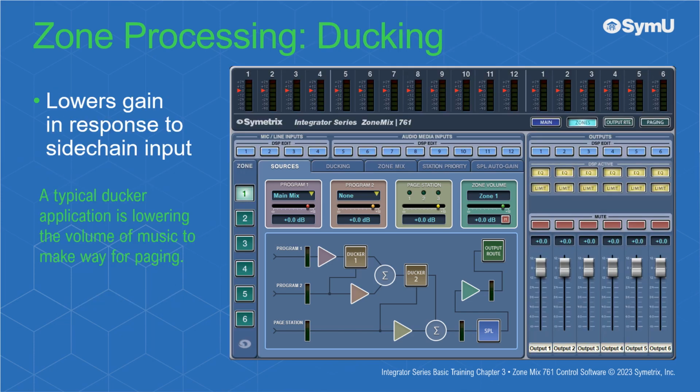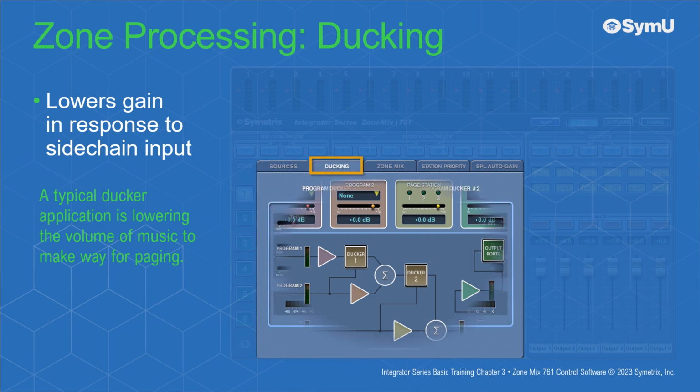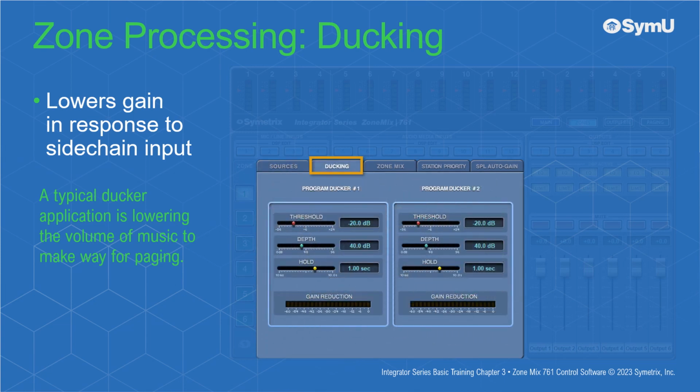A ducker lowers the gain in the signal path in response to a signal connected to its sidechain input. A typical ducker application is lowering the volume of background or foreground music to make way for paging. The Zone Mix 761 provides a dual ducking format which allows a great deal of flexibility.